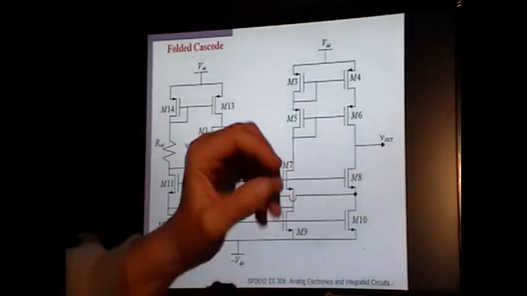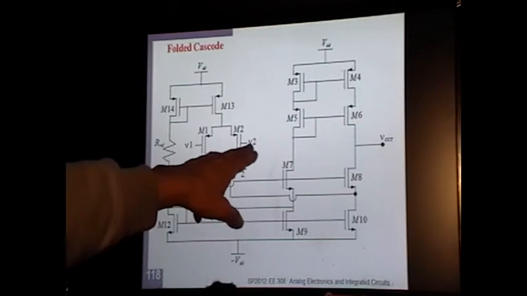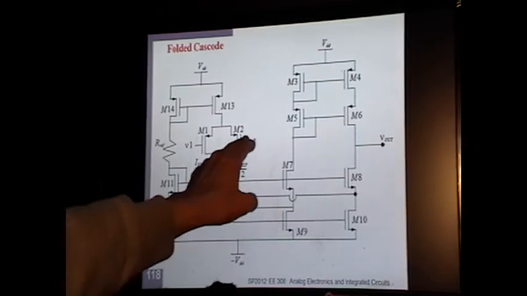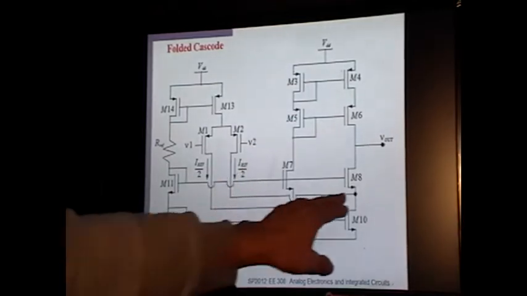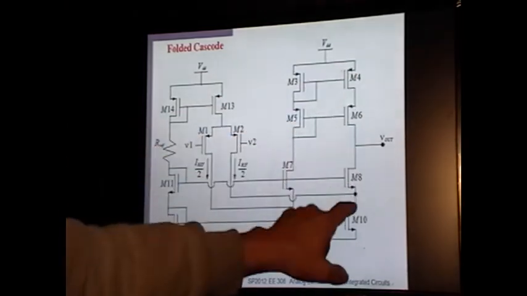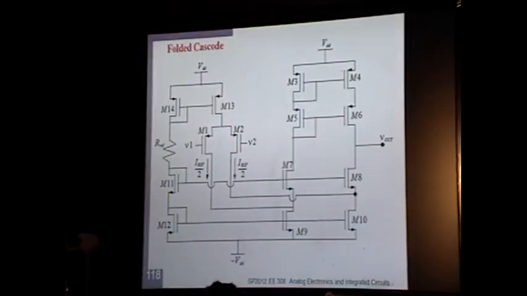And you can practice going the other way, saying, what if V2 went down? What happens to this current? Okay, if V2 goes down, the current increases. If the current through this branch increases, the current through this branch has to decrease because it has to sum back to I ref again. And you get the exact same behavior through this circuit. The exact same behavior as you got with the telescopic, except now you have one less transistor.